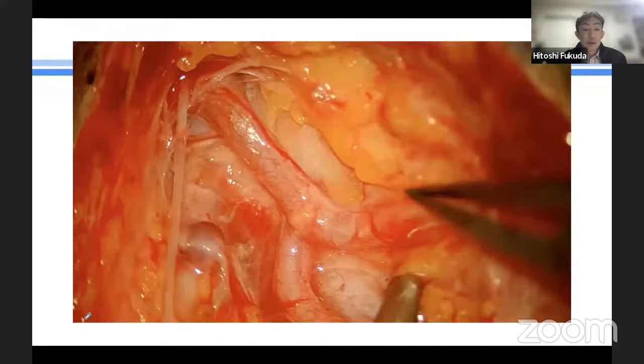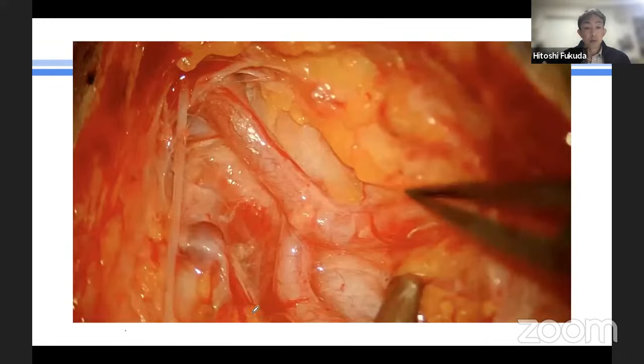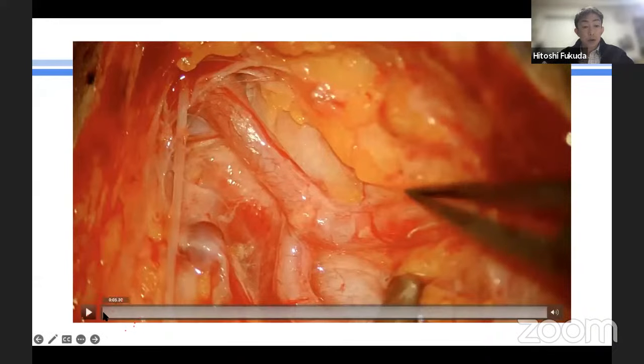This is a video of left high flow bypass. This video doesn't work. I don't know why. Okay.